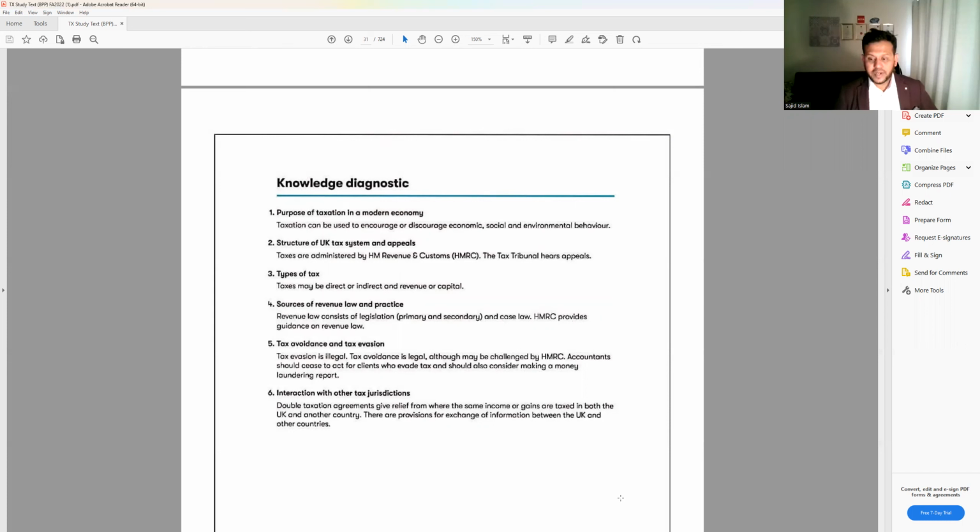Always try to read the knowledge diagnostics at the end of the chapter. It will always give you some understanding of the definitions. So for example, types of tax. We have taxes that may be direct, indirect, revenue, capital, source of revenue, tax avoidance, tax evasion. So this will give you the definition and understanding. And remember that the more you practice, the clearer it will be.